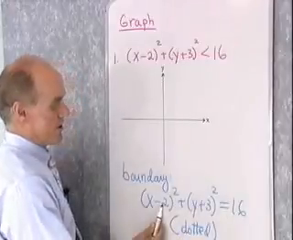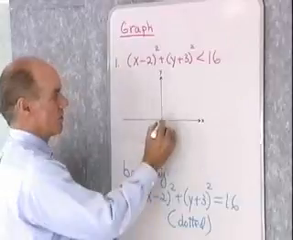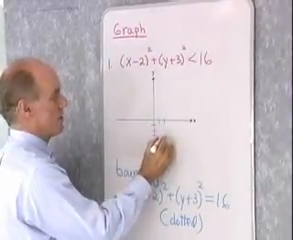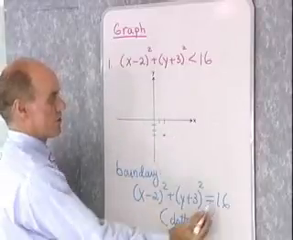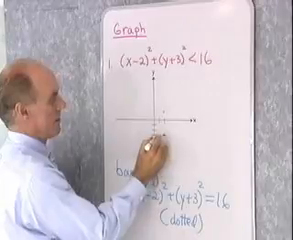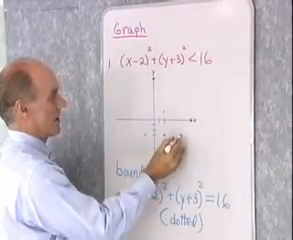So let's graph this. This is a circle with a center at (2, −3). So x equals 2, y equals negative 3. That's going to be the center of the circle, and it has a radius of 4. So let's see. I'll go up here, back this way, over here. I'm just going to estimate this and see what I can get.